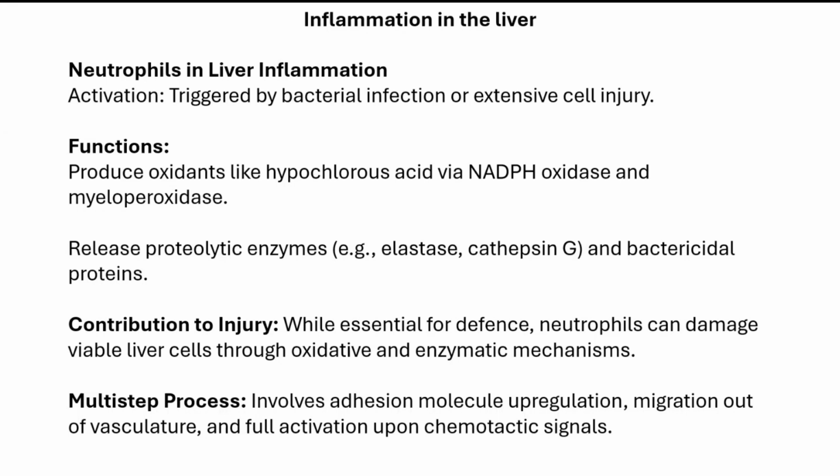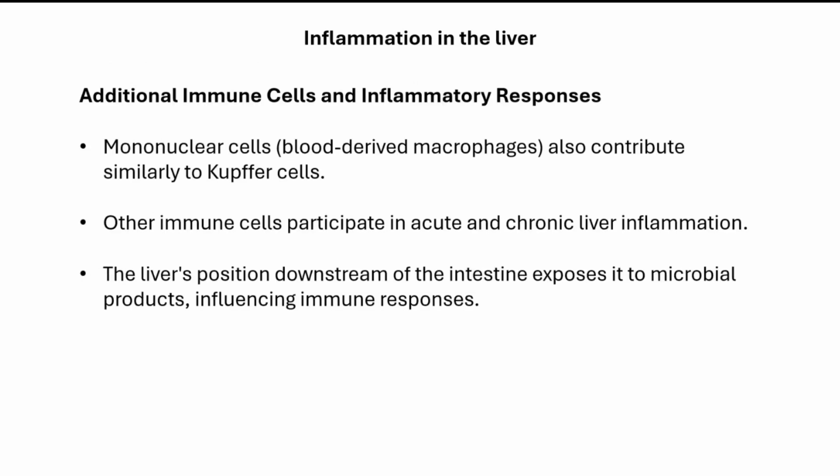The contribution to injury: while essential for defense, neutrophils can damage viable liver cells through oxidative and enzymatic mechanisms. The multi-step process involves adhesion molecule upregulation, migration out of vasculature, and full activation upon chemotactic signals. So, additional immune cells and inflammatory responses.